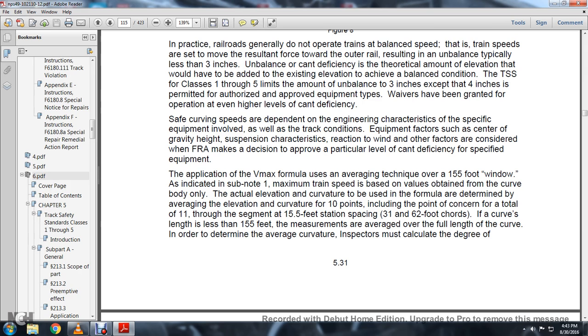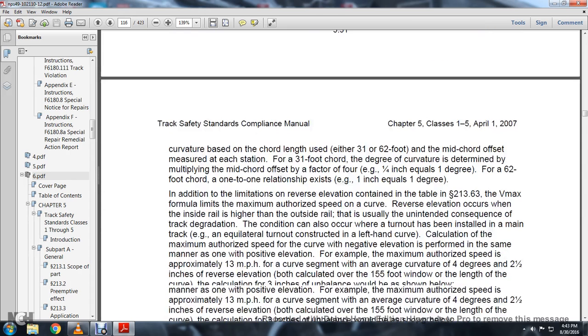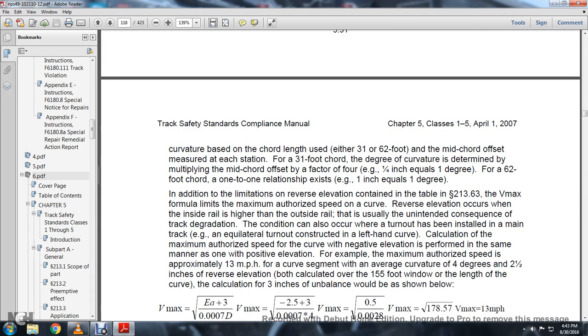In order to determine the average curvature, the inspector must calculate the degree of curvature based on the chord length used, a 31-foot or 62-foot chord, with the mid-chord offset measured at each station. For a 31-foot chord, the degree of curvature is determined by multiplying the mid-chord offset by a factor of 4, so 1/4 inch for each 1 degree. For the 62-foot chord, there is a one-to-one relationship: 1 inch is equal to 1 degree.